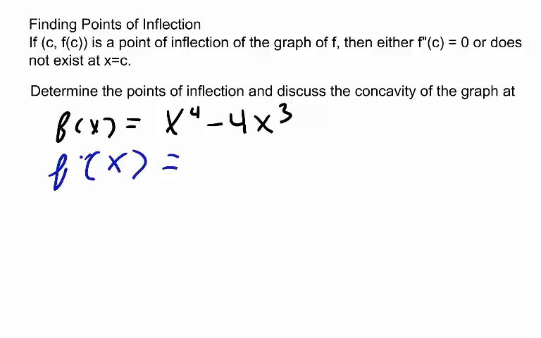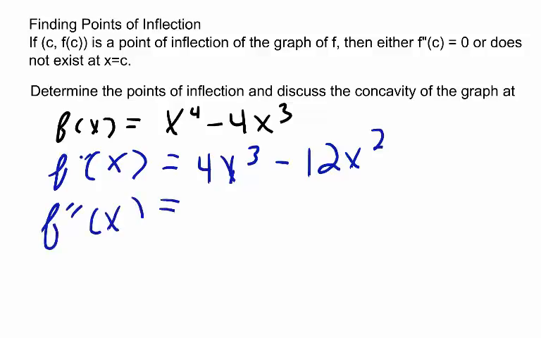Our first derivative, f'(x), is found by using the power rule. So we have 4x cubed minus 12x squared. The second derivative, f''(x), using the power rule again, we have 12x squared minus 12x. And I'm sorry, not 12x. Power rule, we bring the 2 out front, that's 24, 2 times 12.